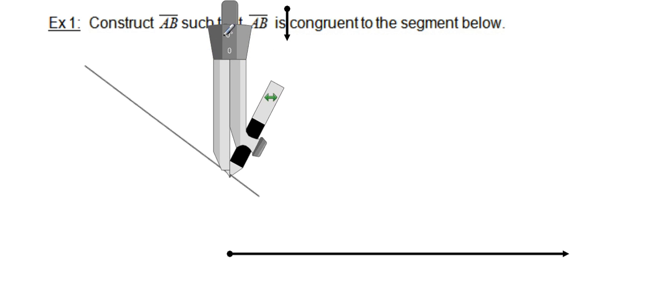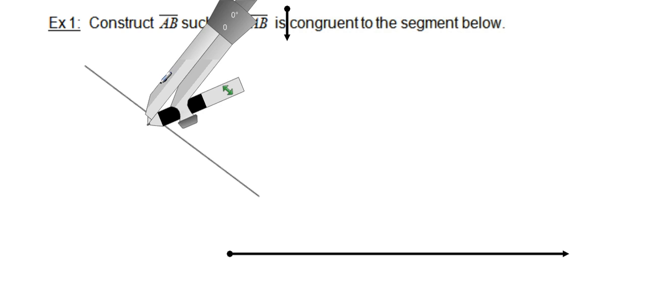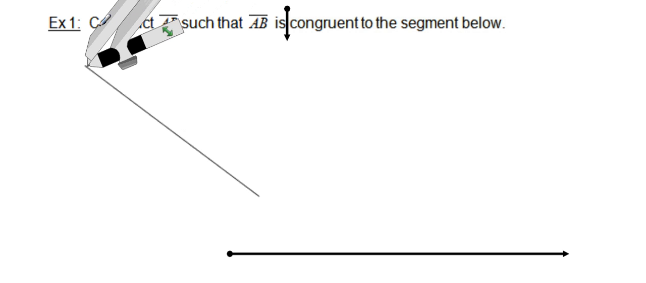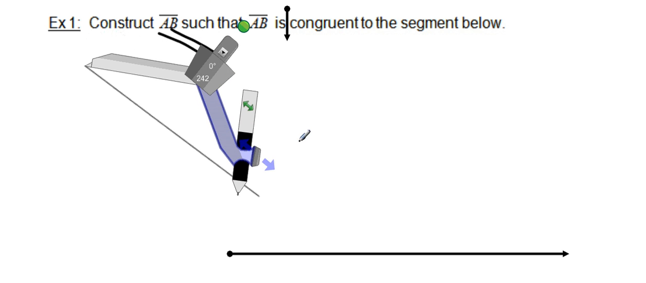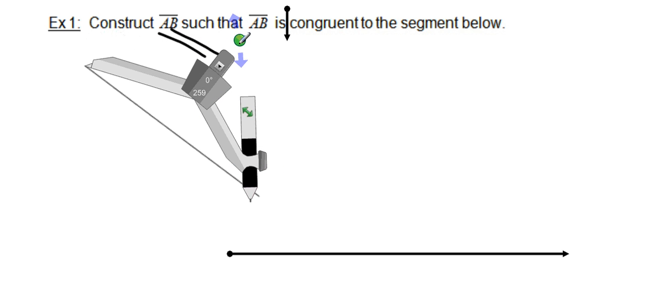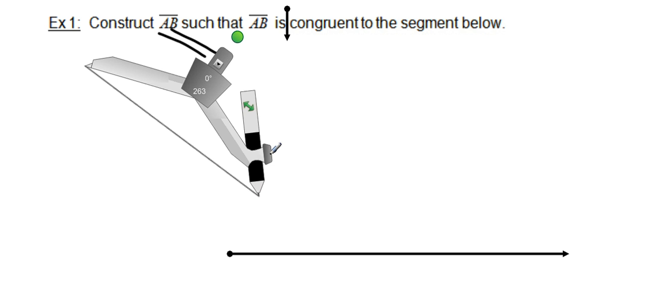So now that I've got my compass out, I'm going to place the point of my compass on one of the endpoints of my line segment. And I'm going to stretch that compass out so that I can measure the distance between those two endpoints. I need to stretch just a wee bit further.